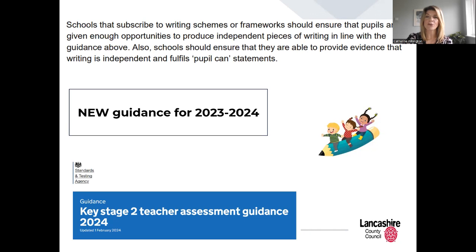And finally, before we move on, there's just one new paragraph included in the STA guidance that says schools that subscribe to writing schemes or frameworks should ensure that pupils are given enough opportunities to produce independent pieces of writing in line with the guidance above. Also, schools should consider that they are able to provide evidence that writing is independent and fulfils pupil can statements. So if you are a school that subscribes to writing schemes or frameworks, it is worth having a look and just considering, are your pupils being given sufficient opportunity to produce independent writing outcomes?